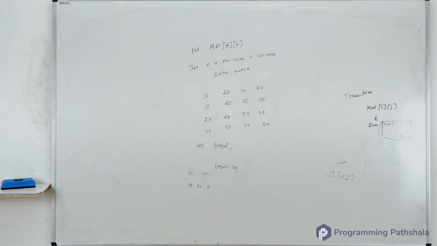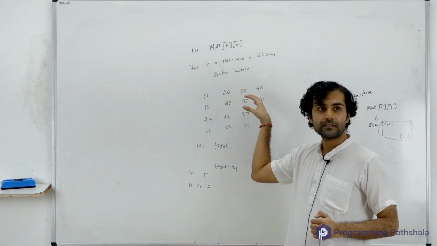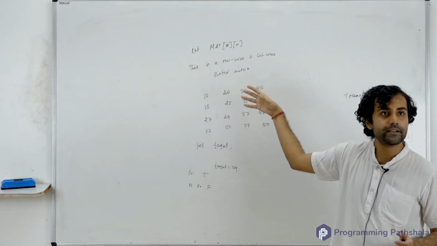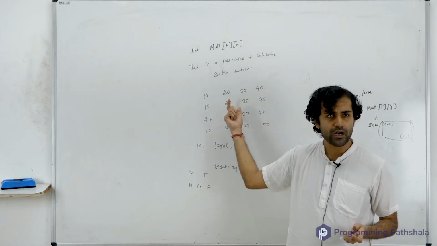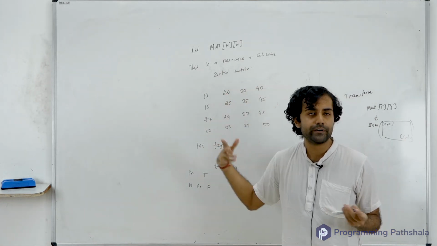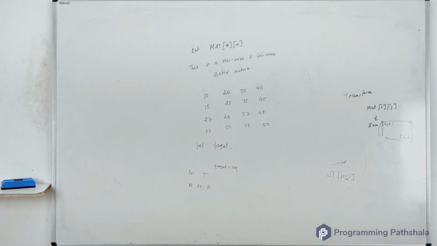What will be the brute force approach? Brute force approach is very simple. You simply write two for loops, scan the entire matrix and check whether a particular cell contains this target or not. If it contains, return true. If it doesn't contain, return false, right? Can we do something better?